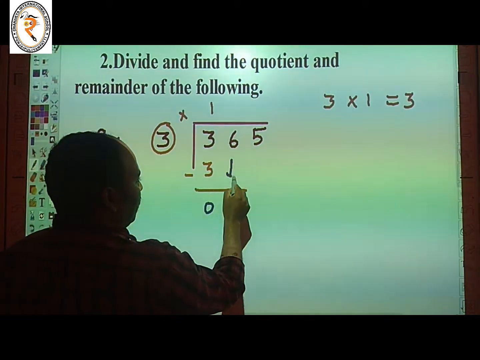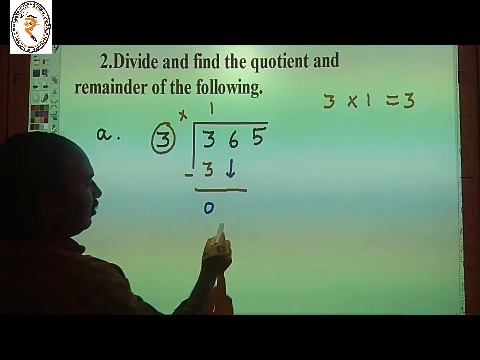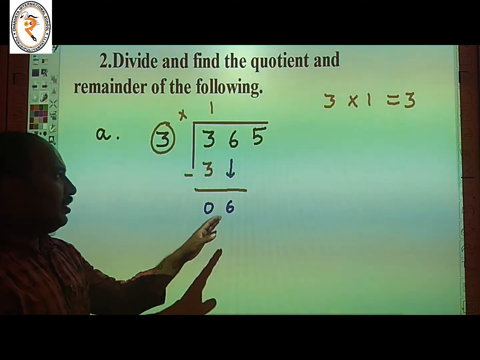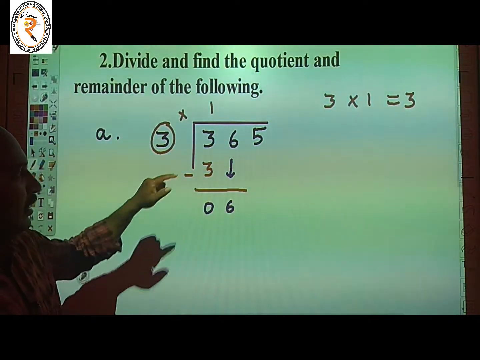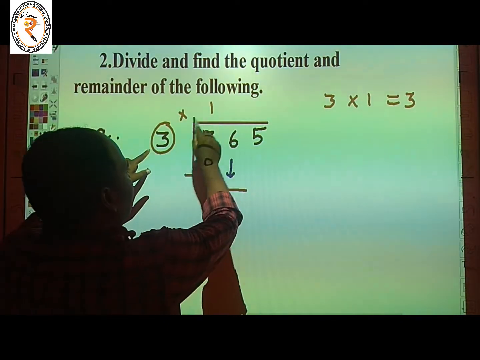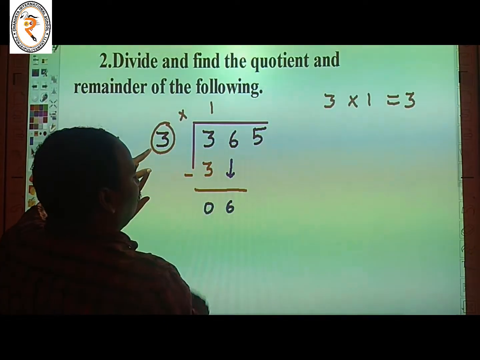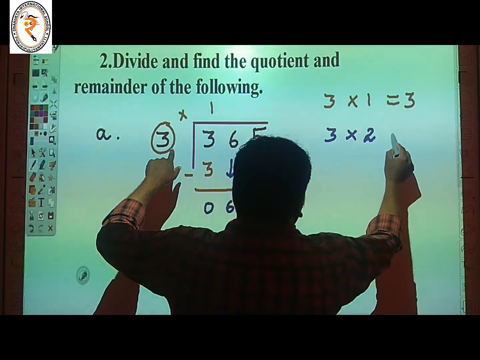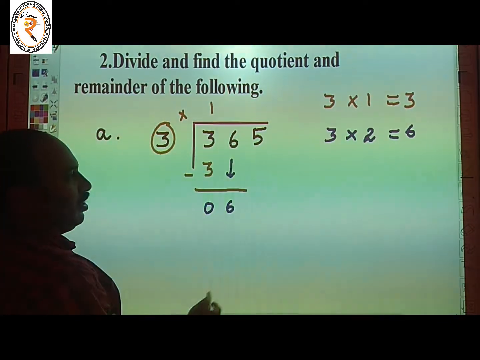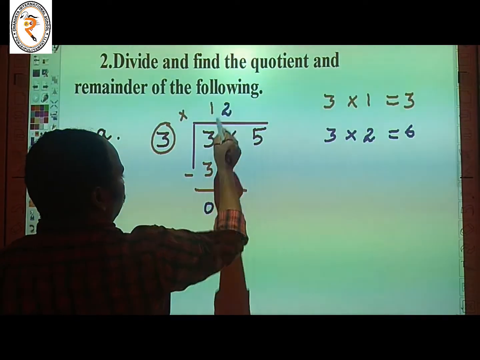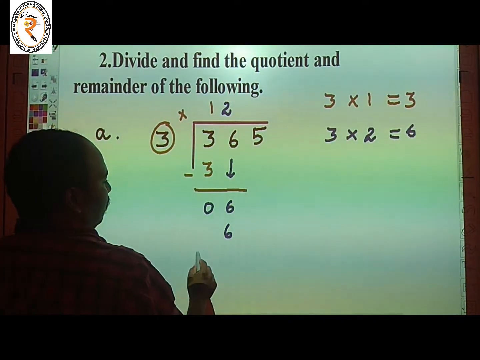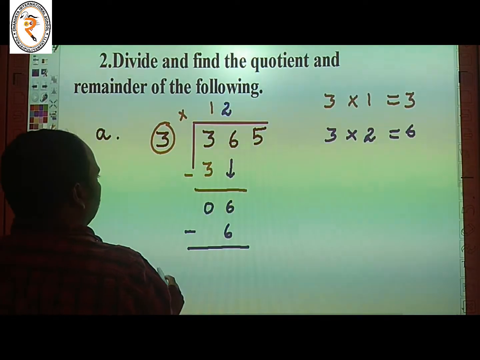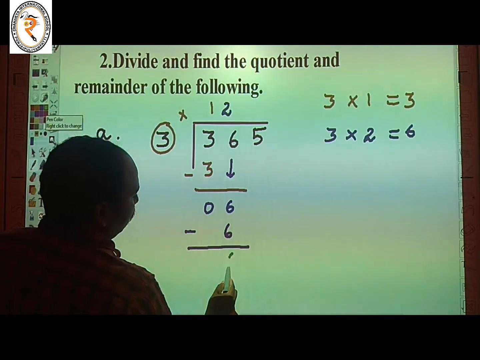And the next one, tens place. Bring down the number 6. The new dividend is 6. 6 divided by 3. In the third table, 3 2s are 6. 3 into 2 is equal to 6. The next one, you want to subtract: 6 minus 6 is equal to 0.